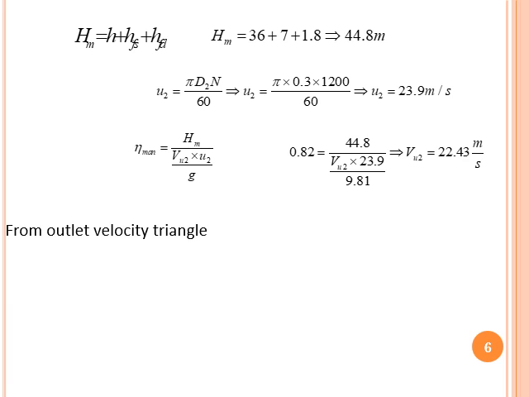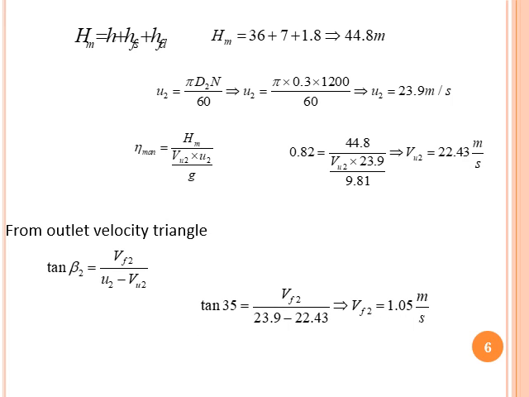From the outlet velocity triangle, by using the trigonometric relation, tan beta 2 is equal to Vf2 by (u2 minus Vu2). Beta 2 angle is given as 35 degrees. Vf2, the flow velocity at outlet, is unknown. Then u2 is equal to 23.9 and Vu2 is equal to 22.43. Hence Vf2 is equal to 1.05 meter per second.